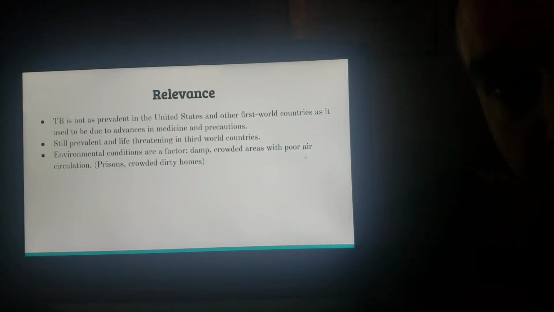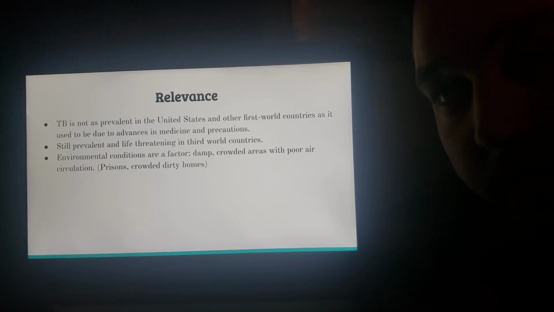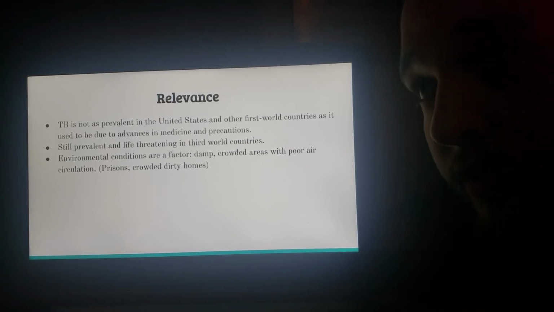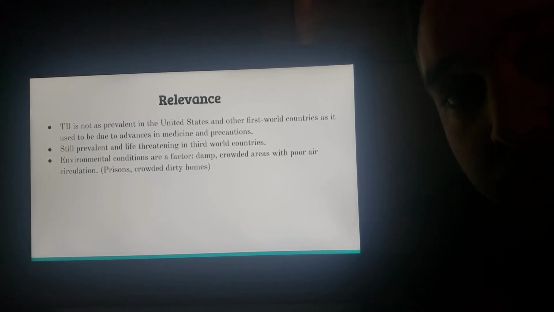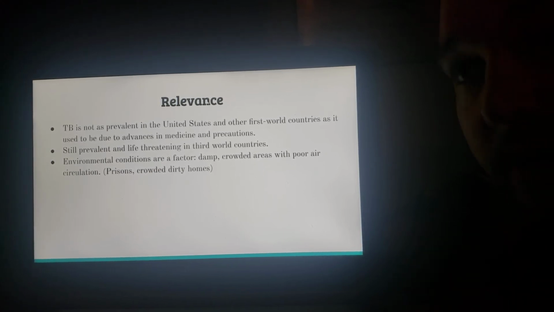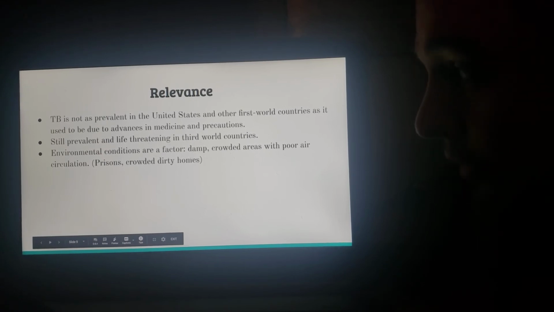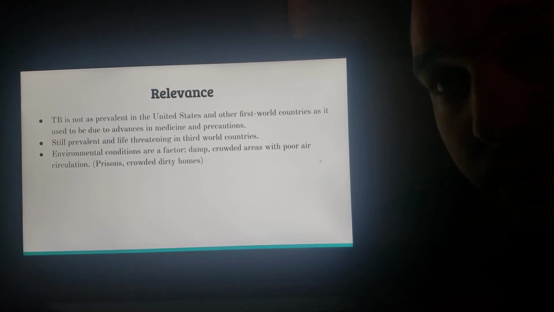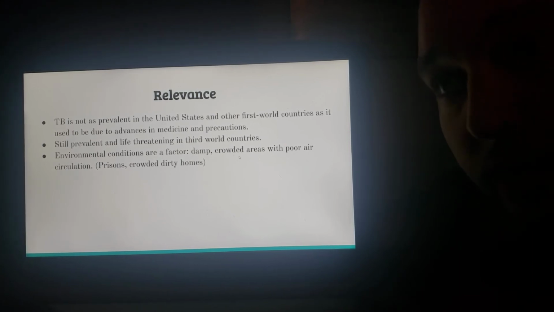So what's the relevance of this disease? It's not as prevalent in the United States and other first world countries as it used to be. It used to be pretty much a death sentence for people back in the day. Now it can still be threatening and prevalent in third world countries. And there are some environmental conditions, like damp, crowded areas with poor circulation. They talk about prisons, crowded, dirty homes, that kind of thing.